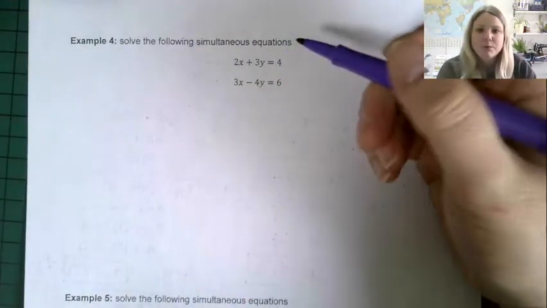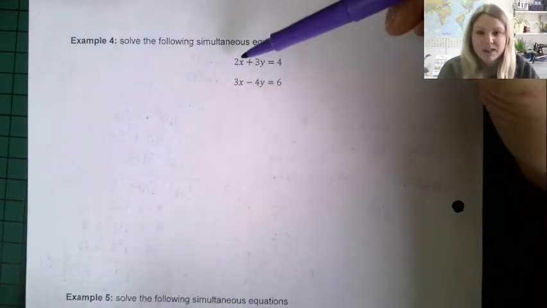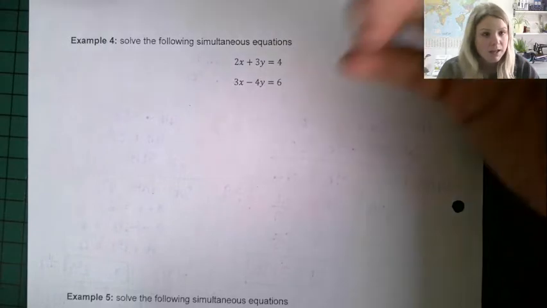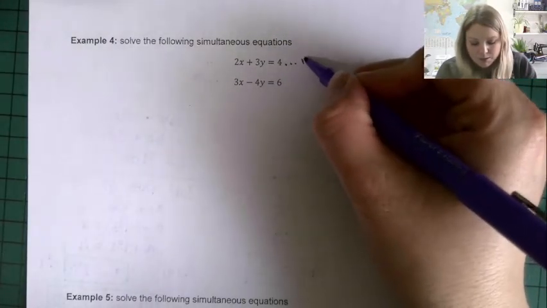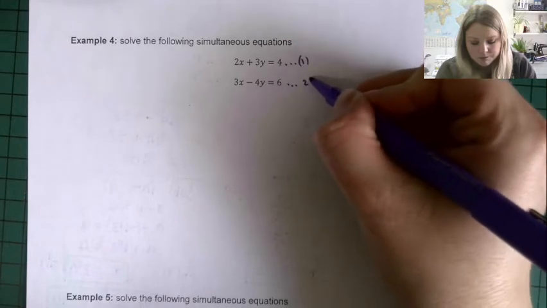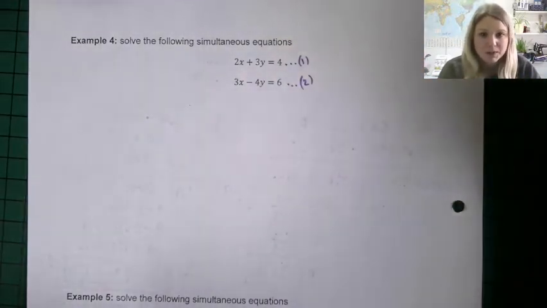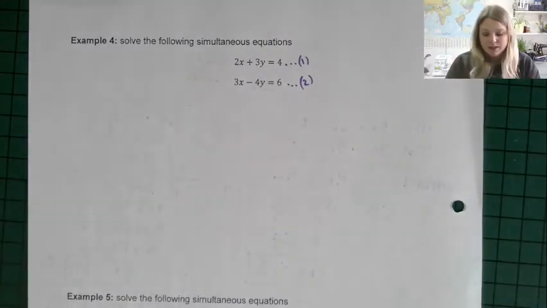So remember, if we've got two simultaneous equations and we have to solve them, it means we have to find a value for x and y that will work for both equations. And we follow the same process every time. So we number the equations 1 and 2. Then we look to eliminate one of the letters from the equations, and the way that we do that is by getting the same number of them in each equation.